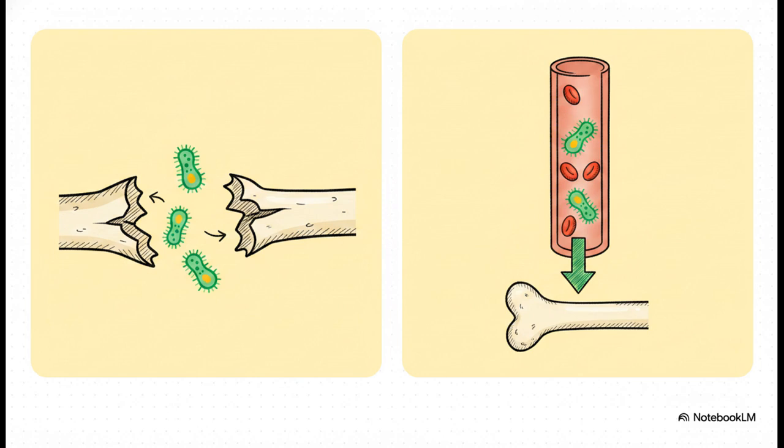On the flip side, we have hematogenous spread. In this scenario, the bacteria are hitching a ride through the child's bloodstream from an infection located completely somewhere else in the body, eventually setting up camp remotely in the bone tissue.